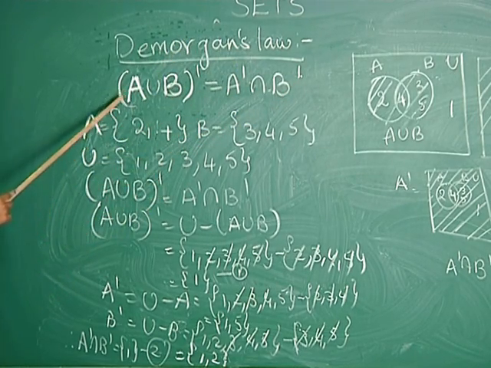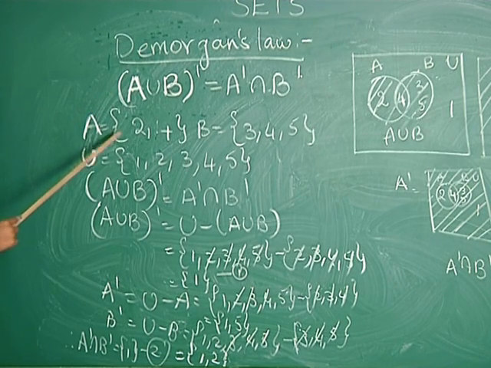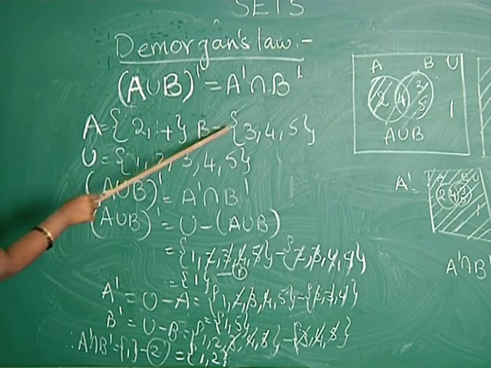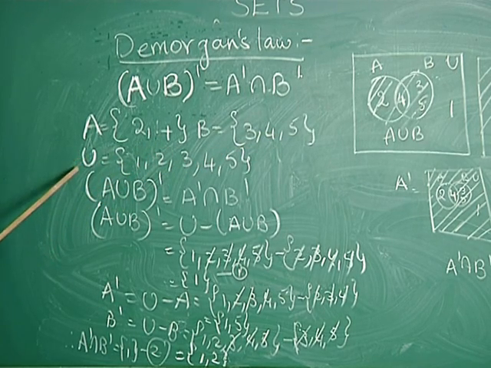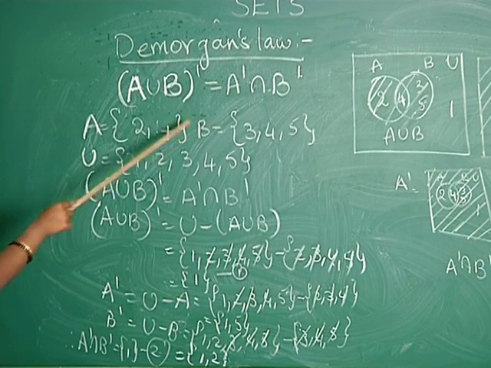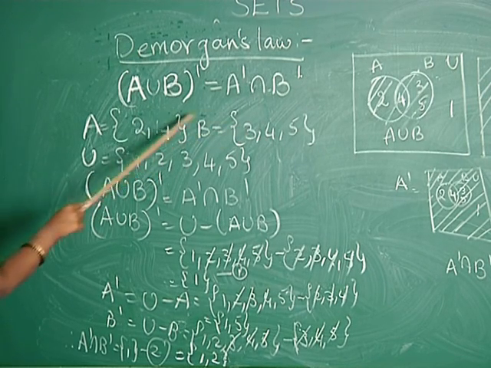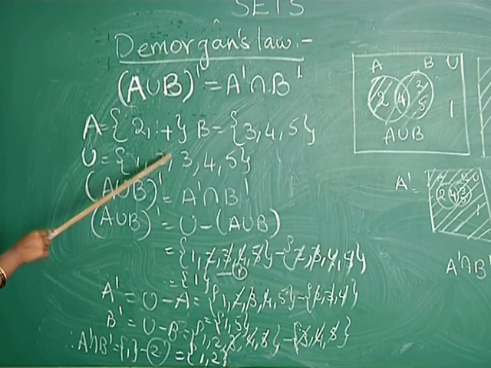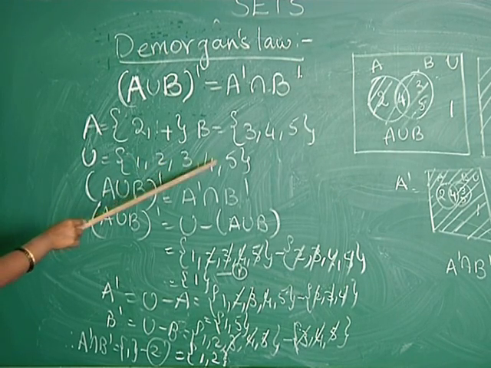Let us verify this property by using an example: A equal to {2, 4}, B equal to {3, 4, 5}, and U is a universal set. This is the main set. These two are the subsets. We can write from this set the subset. These are the numbers present in the universal set: 1, 2, 3, 4, 5.